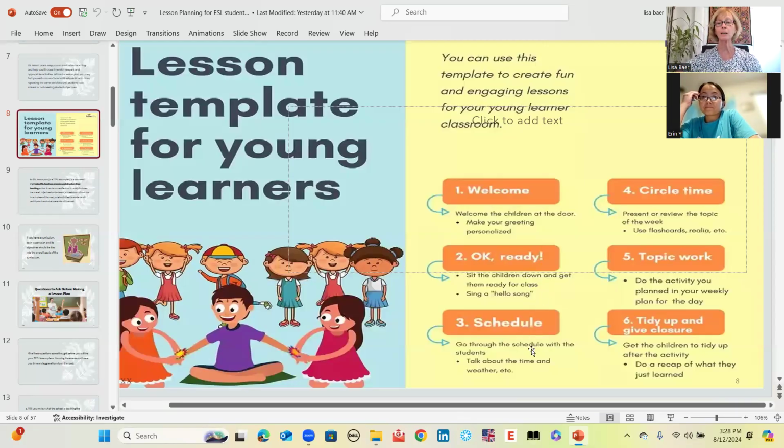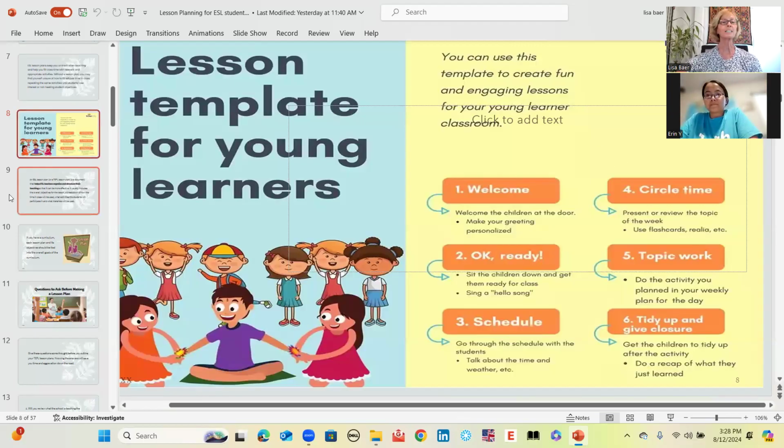Then you go through the schedule with the students of what's going to happen today or in your class. And then have circle time, of course, present and review the topics of the week, use flashcards, all kinds of things. Circle time usually means you sit around in a circle with your students and talk to them about how they're feeling today and so on. Then topic work, so you do the activities you planned in your weekly plan for the day, and then tidy up and say goodbye. So young learners, really different.